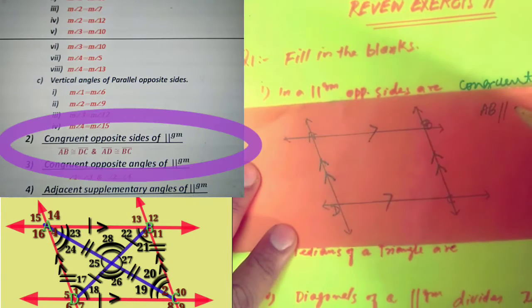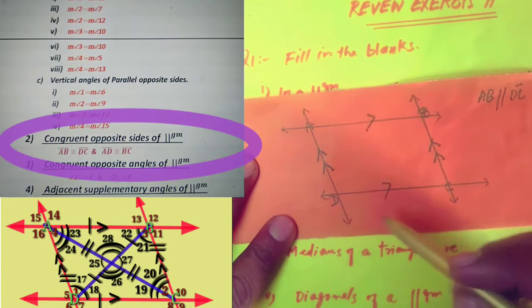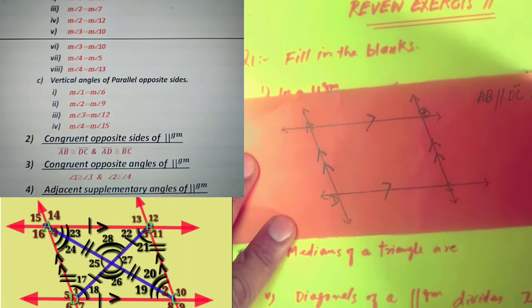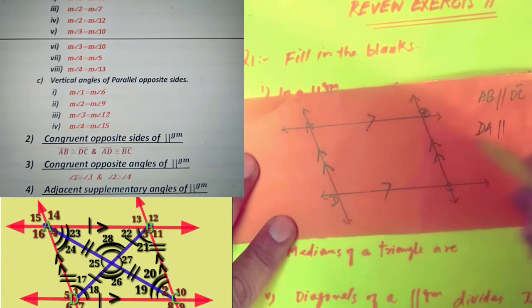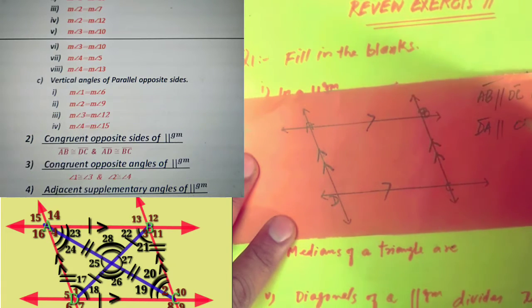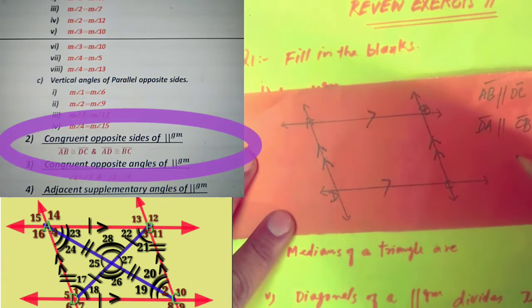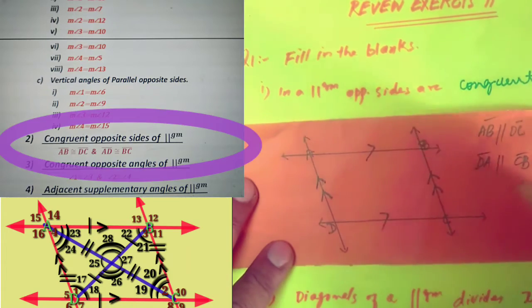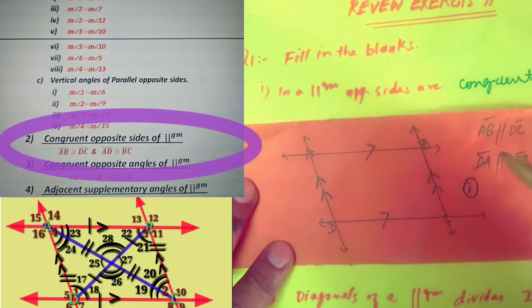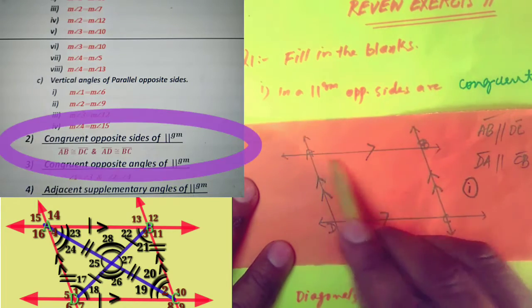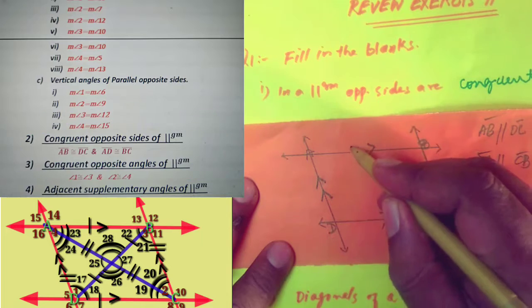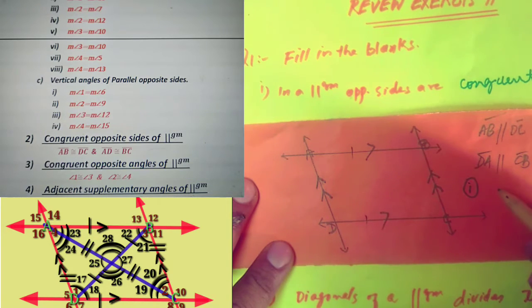AB is parallel to DC and DA is parallel to CB. Then its property, opposite sides AB and DC are congruent. Side AB and side DC are congruent.